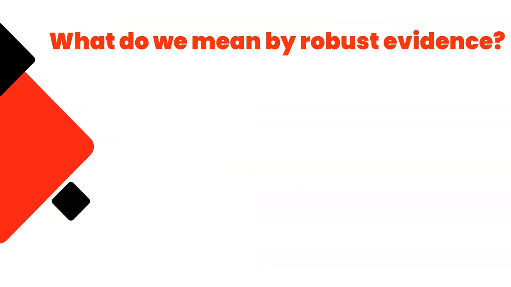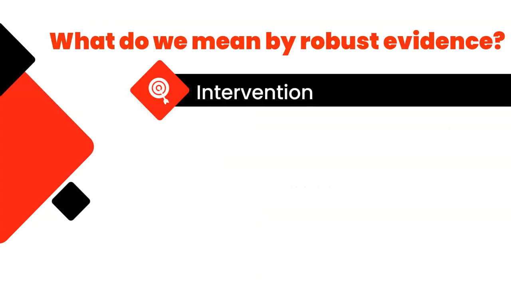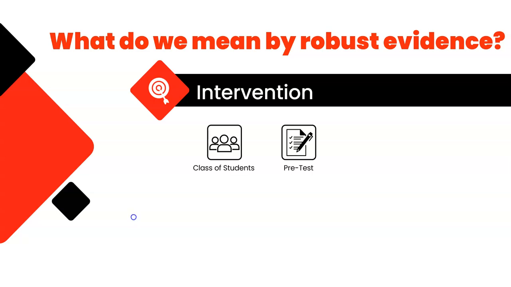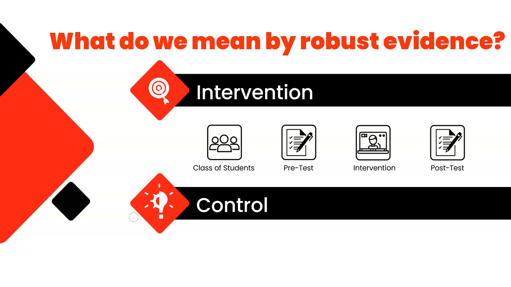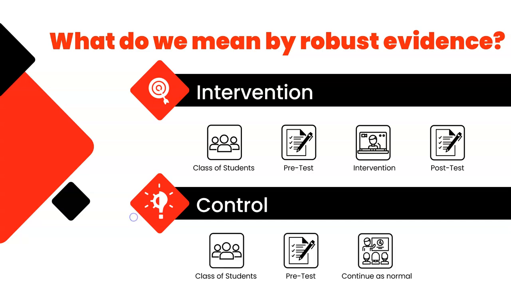But what do we mean by robust evidence? So what we do in schools is we support you to basically identify a group of students. This is either a class or a group of individuals. And then we create a control group so that we have a group of students. So in this example, this would be class randomization. So one class receives the intervention, the other class doesn't.